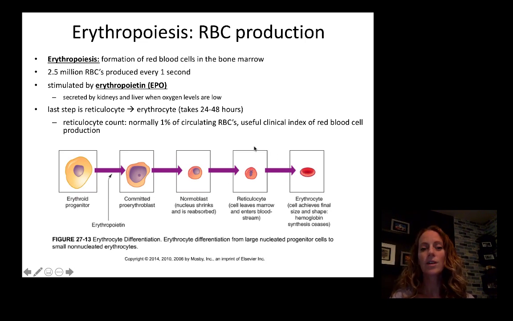Reticulocytes will circulate for a short period of time before they become red blood cells. And this takes about 24 to 48 hours. So normally about 1% of circulating red blood cells are reticulocytes. That's a normal number that you would see in your labs. If this number increases, that gives an indication that there's more red blood cell production going on than normal.